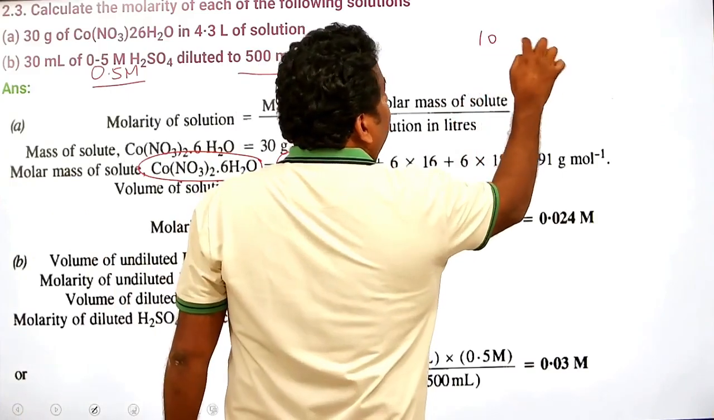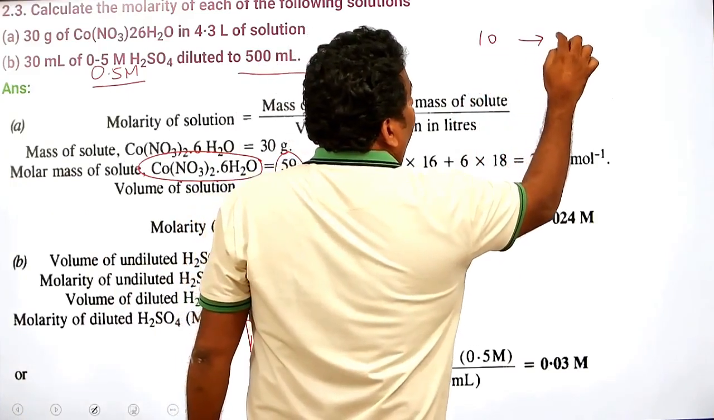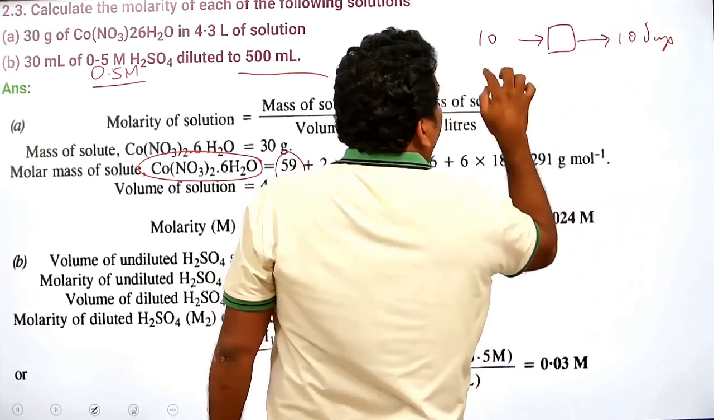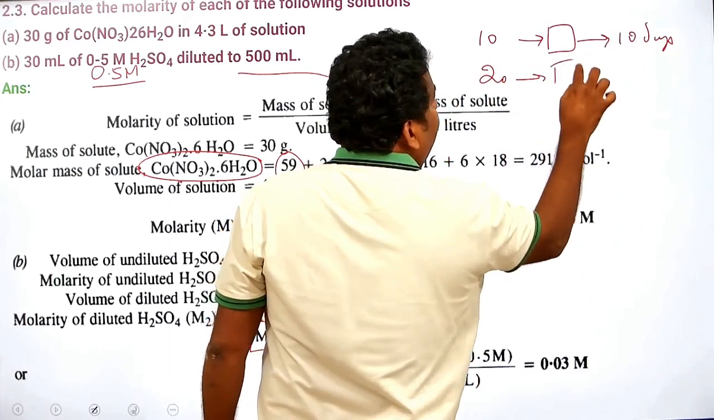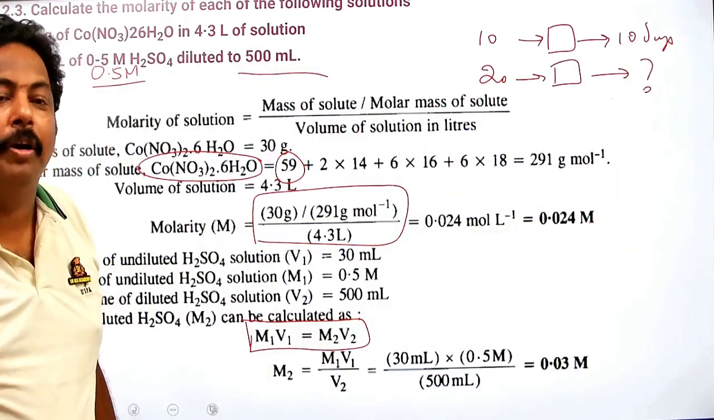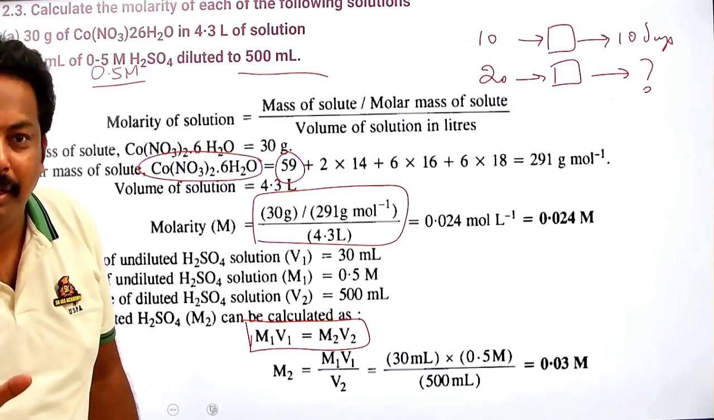10 persons worked, they built a factory in 10 days. 20 persons building the same factory in how many days? You did this? What will you do? You will cross multiply and do it.